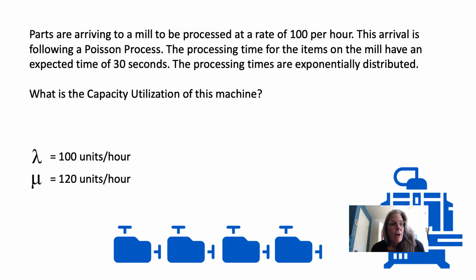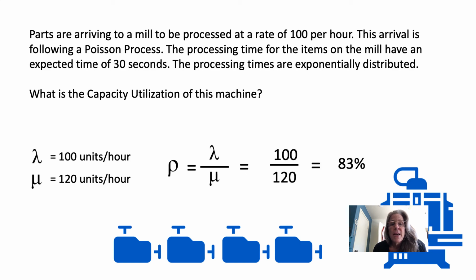So that's the mu value. Now we can do the calculation of capacity utilization by taking just lambda over mu for rho, and we get 100 over 120, which gives us 83%, or 0.83 as the capacity utilization. That means the machine is running 83% of the time. That's a pretty good utilization.